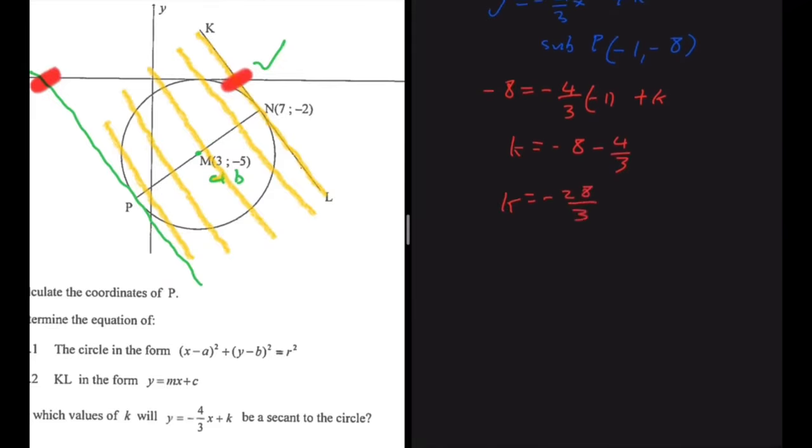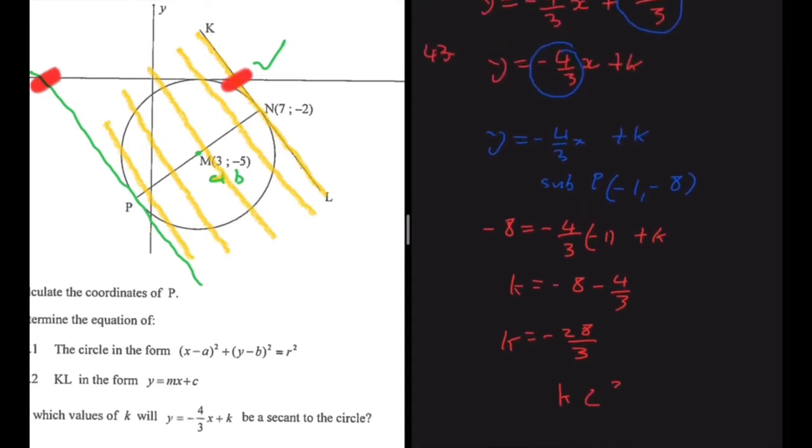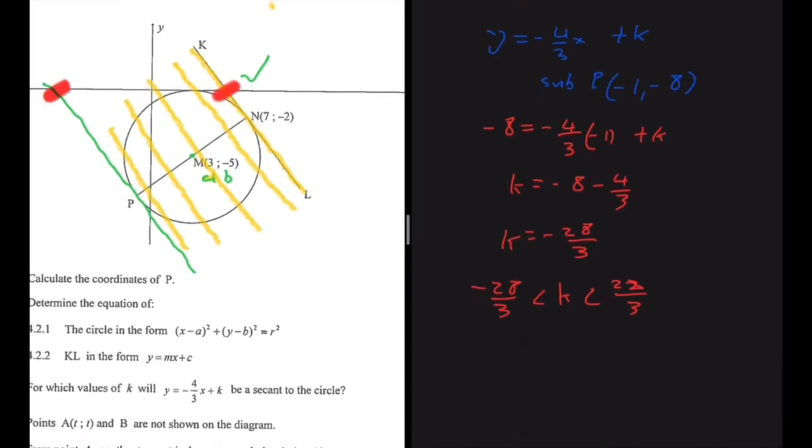So when k is between the y-intercept 22 divided by 3 and minus 28 divided by 3, right? That line y is equal to minus 4 divided by 3x plus k is a secant to the circle.